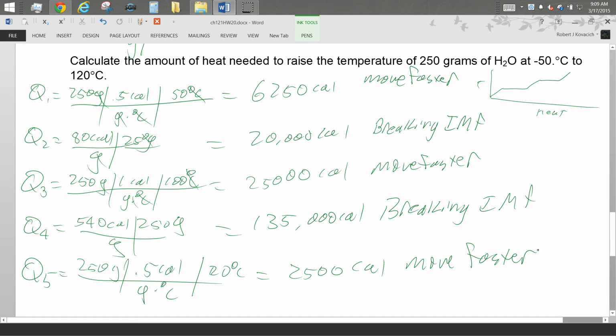So each time the temperature goes up, what am I doing to the molecules? Making them move faster. And each time the temperature doesn't go up, what am I doing? I'm breaking the intermolecular forces. Okay.